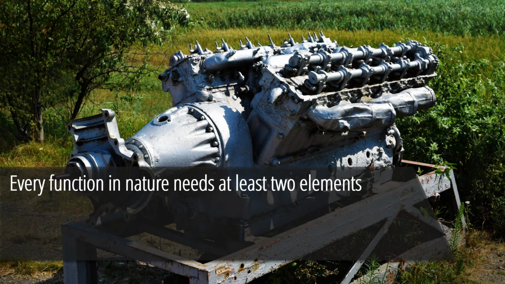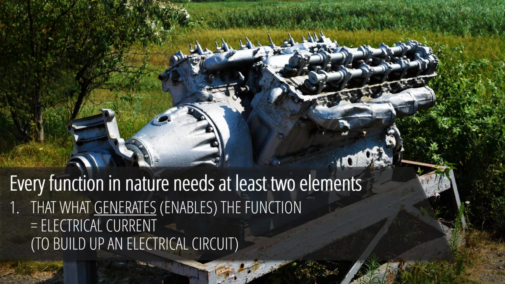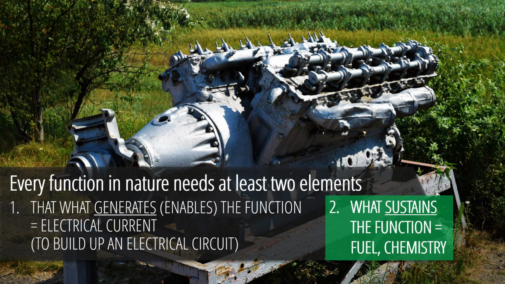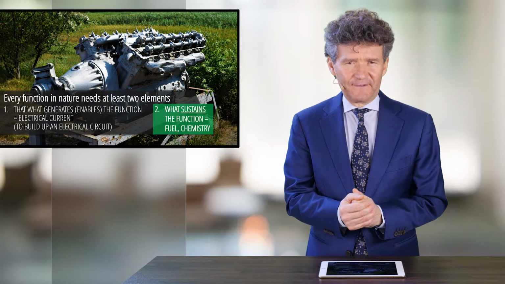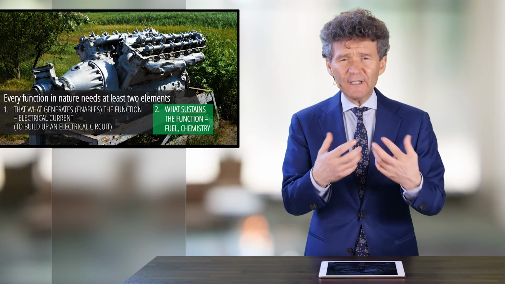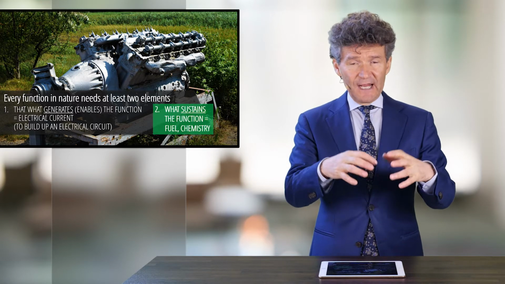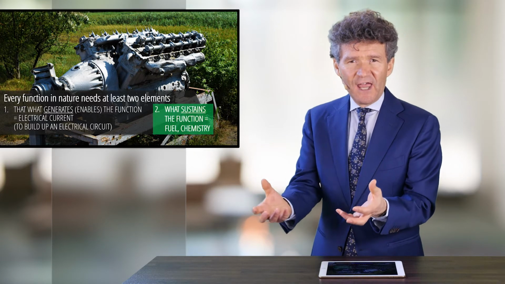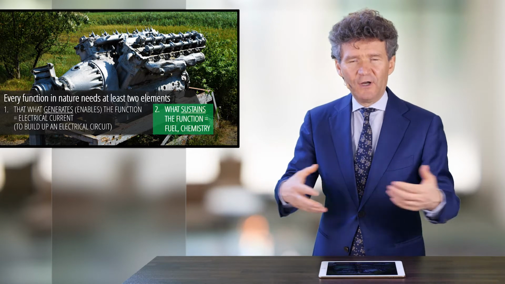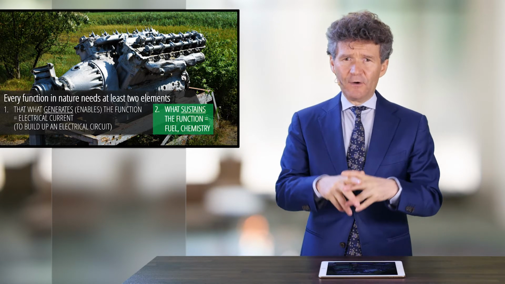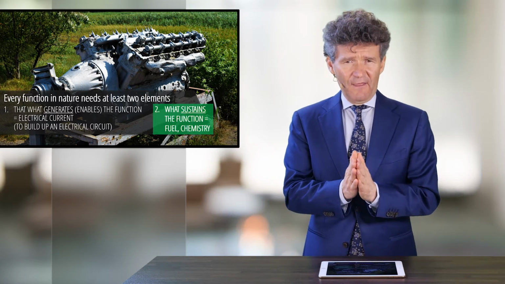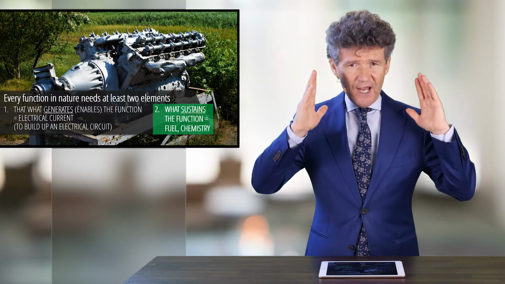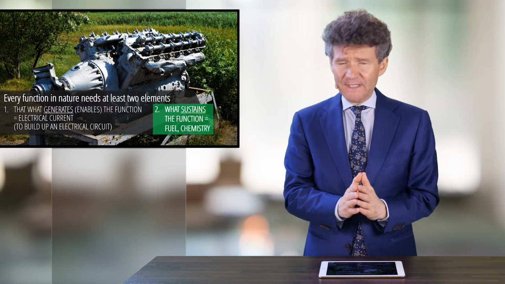Now, looking into nature, we see that every function needs at least two elements. It needs an element that generates or enables the function, and then it needs an element that sustains the function. And the two elements are different. So when we take a seed, in order for that seed to germinate, it needs first an electrical input to build an electrical circuit in order then to take the chemistry, the needs, out of the water or the ground, wherever it is. That makes clear that in order to have a good function, you need both elements at the same time. The same is with the engine.